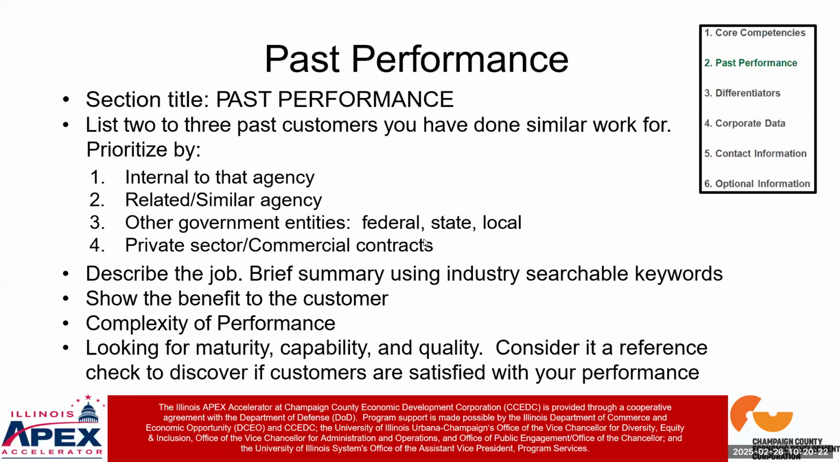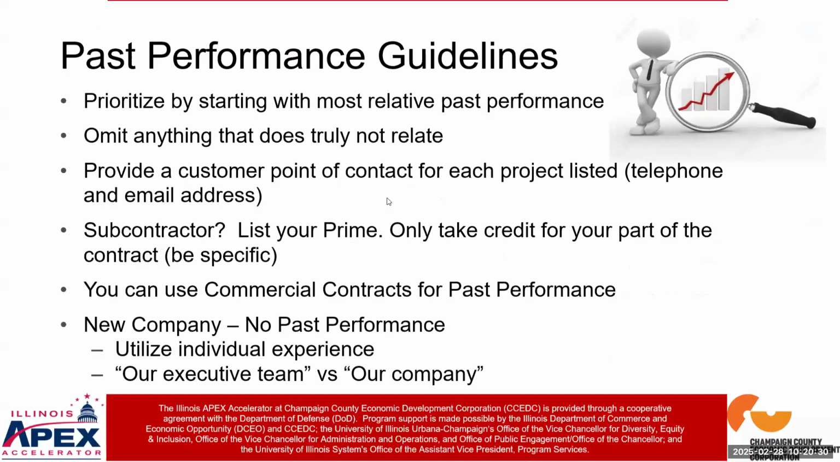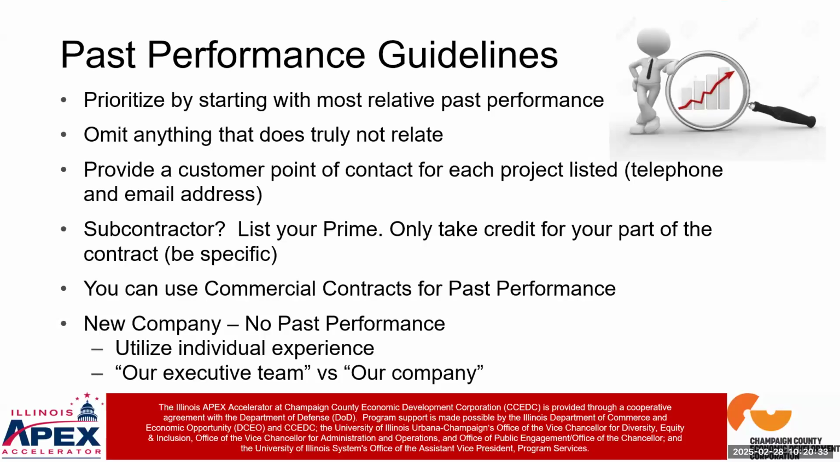Again, they're reading this as a way to determine if your customers are satisfied and that they too will be satisfied with your performance. Okay, so always do the most relevant past performance first. Omit anything that doesn't truly relate. So if you can't associate that with the agency or the project in some way, let's find something else to include. Provide a customer point of contact for each project listed, a telephone number and an email address. Again, they will contact them to get additional information on the project.